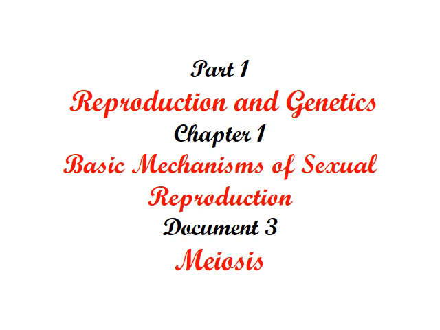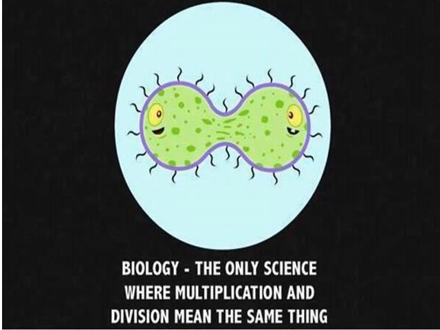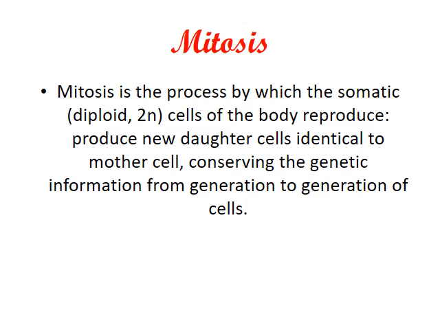Moving to the other parts, which is the basic mechanism of sexual reproduction, and we're going to start with mitosis. So biology is the only science where multiplication and division have the same meaning. Multiplication is the cell to divide, and division is the cell to divide, whenever a cell divides or constricts and gives new cells.